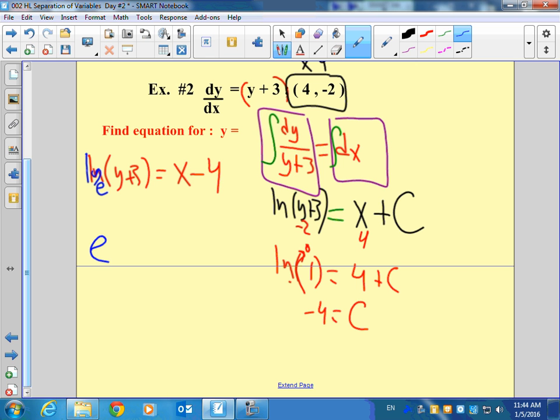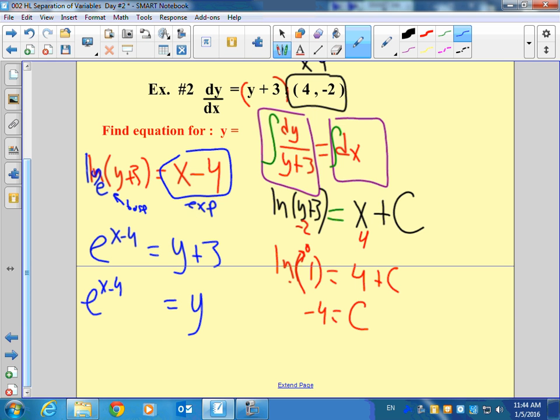And then this is the exponent. Logs are exponents. So this is the exponent. This is the base. So we're going to have e to the x minus 4 equal to y plus 3. And now it's easy. You're just going to get y equals e to the x minus 4 minus 3. That's your favored function. Now, wouldn't it be cool if this answer actually made sense?